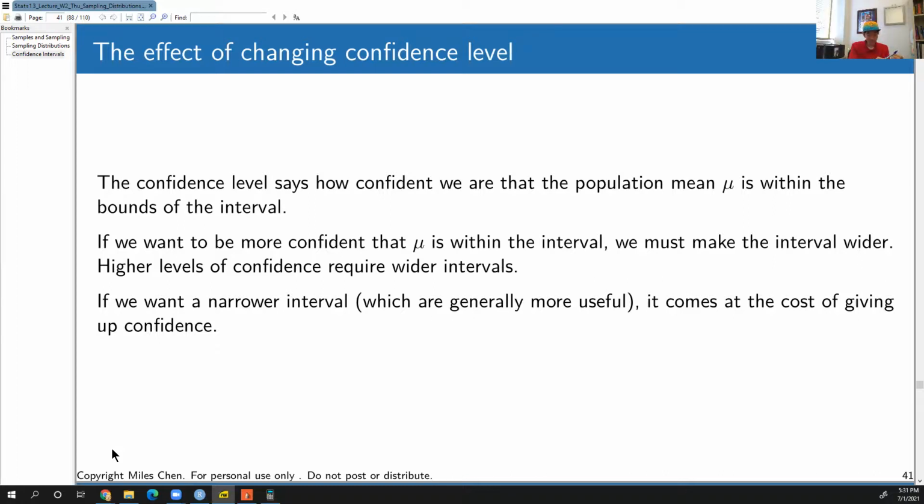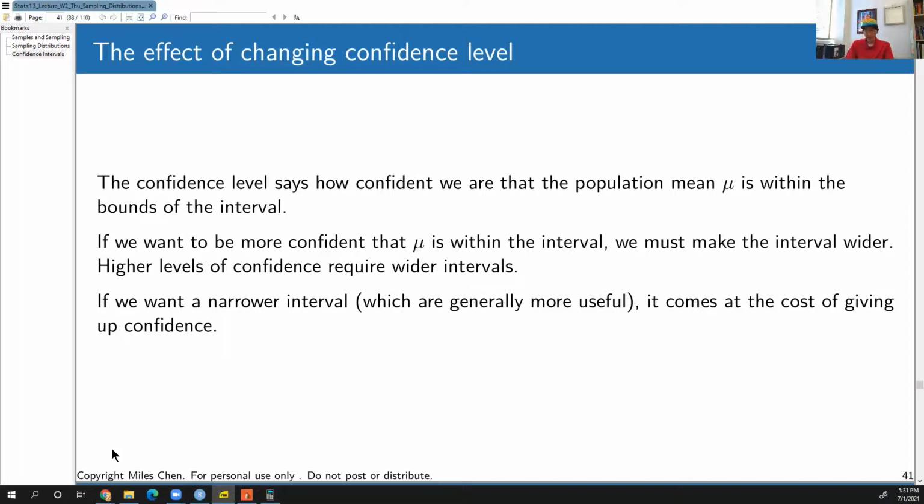Generally, we want a narrower interval. Narrower intervals are generally more useful to us, but it comes at the cost of giving up confidence. For example, if we're thinking about what your income is going to be next year, because you need to make a budget for how much money you can spend on food and entertainment and things like that, you ask, well, what's your income going to be?